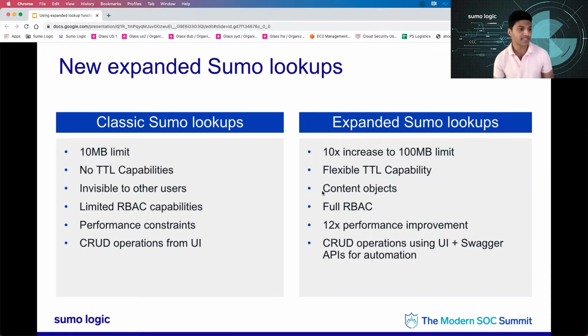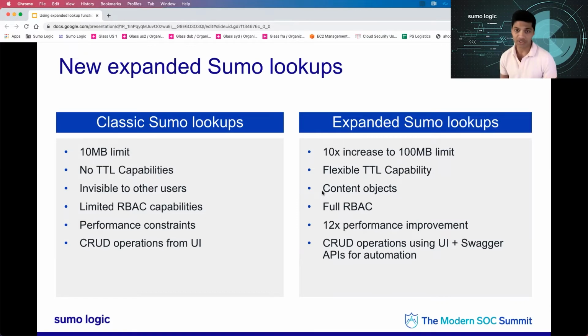The next piece is major, right? A performance improvement, which is, as per our engineering team, the metrics given to us is 12x. There's a 12x improvement in the expanded Sumo Logic lookups, which now allows you to run these lookups against larger data sets, and the lookup could hold 100 megabytes of data and run it against terabytes of data in real time.